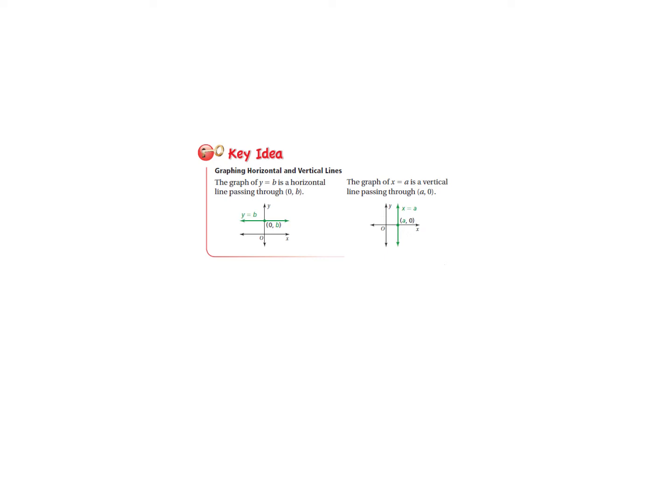Next, we have graphing horizontal and vertical lines. So it says the graph of y equals b is going to be a horizontal line passing through the point (0, b). So y equals any number will give you a straight side-to-side line like this. The graph of x equals a is a vertical line passing through (a, 0), so it would be a straight up and down line just like that.